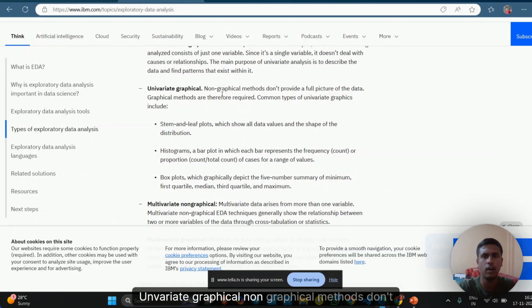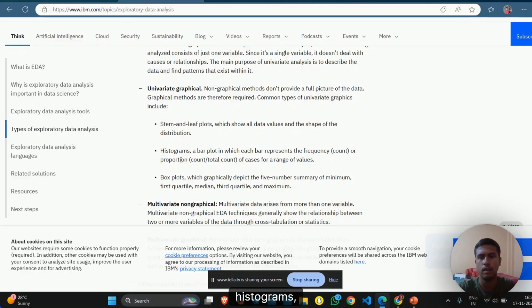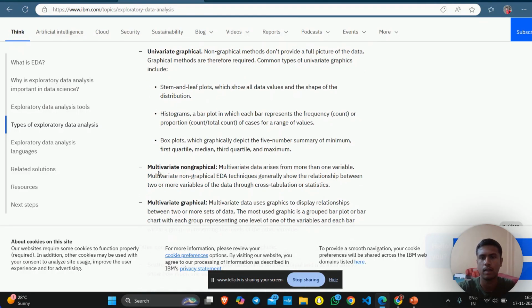Univariate graphical. Non-graphical methods don't provide a full picture of the data. Graphical methods are therefore required. Common types of univariate graphics include stem and leaf plots, histograms, box plots, etc.